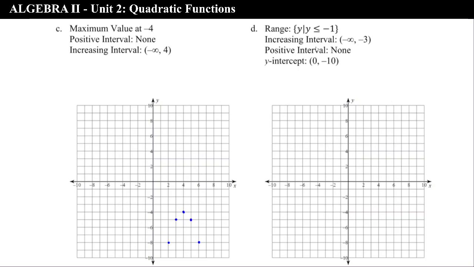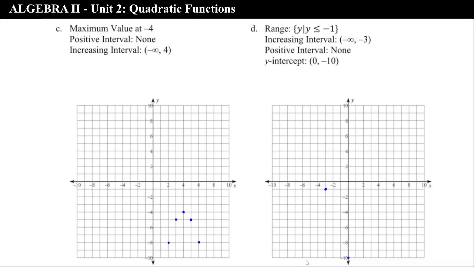All right, last one here, our range. Y is less than or equal to -1, so we know that we're going to have a maximum of -1. And we're increasing from -infinity to -3. So that means our vertex is going to be -3, -1. We have no positive interval, which confirms that this will be concave down, all below the x-axis. And we have a y-intercept at 0, -10, which we can reflect across our axis of symmetry.